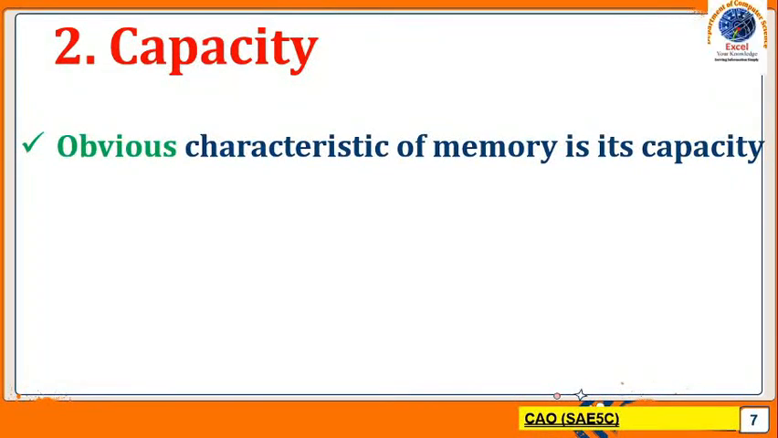The next key characteristic of a memory is its capacity. The obvious characteristic of a memory is its capacity. Even though we have the storage space, we need the capacity, that is, how much data we can store in a computer. For example, if you have a 1 TB hard disk, we can store 1 terabyte of data in it.